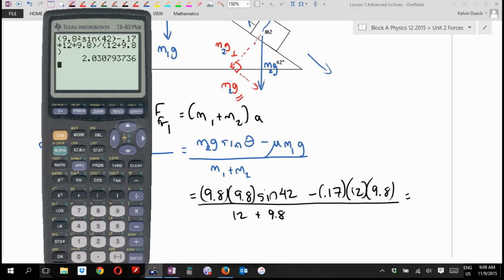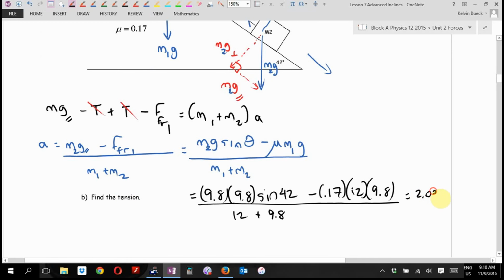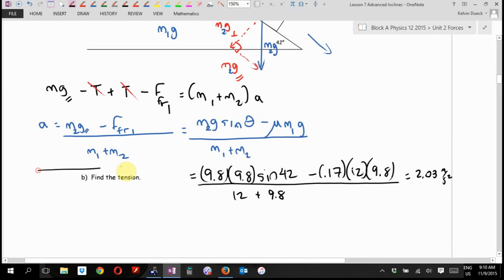You get an acceleration of 2.03. Anybody else get that? Because I did a lot of... Yeah? Okay, 2.03 meters per second squared. B says, find the tension.